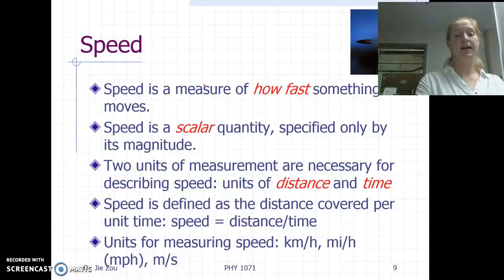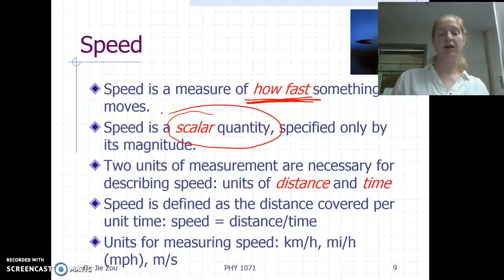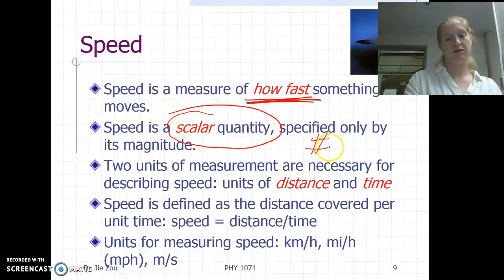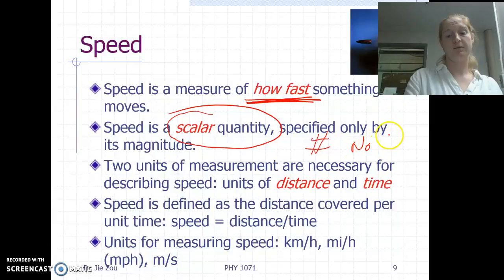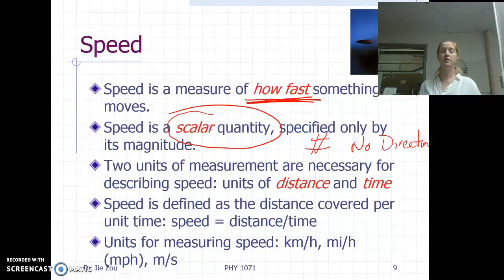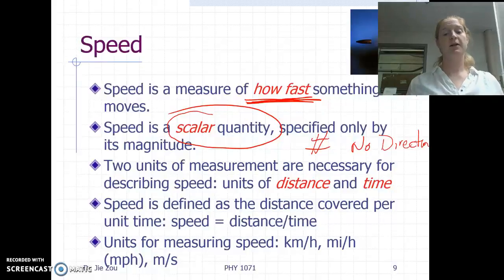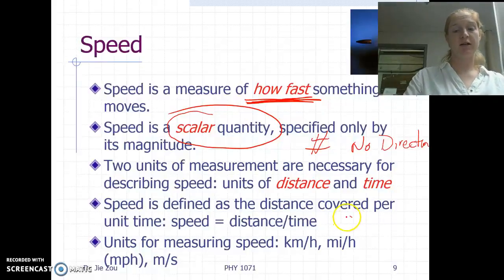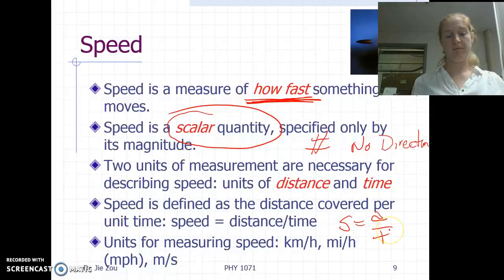Okay, speed is how fast, and it's a scalar quantity. It only has a number, no direction. When describing speed, we talked about two units of measurement, distance and time. So here's an equation you're going to have to know: s equals d over t. Okay, you have to know that. It's going to get a little bit more complicated.